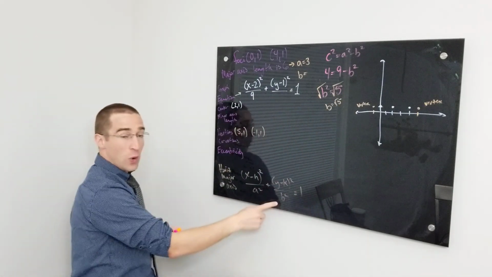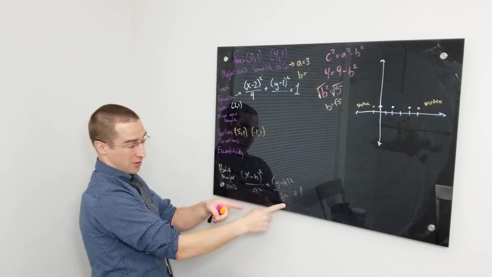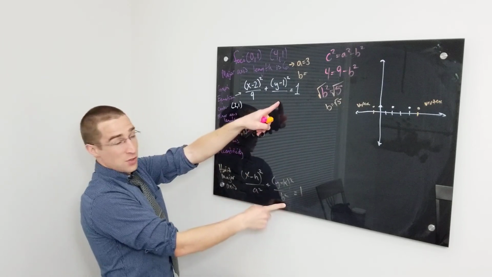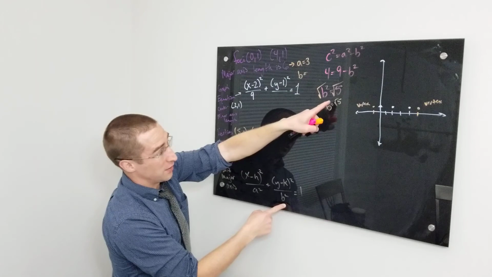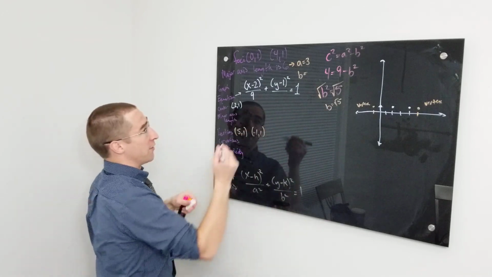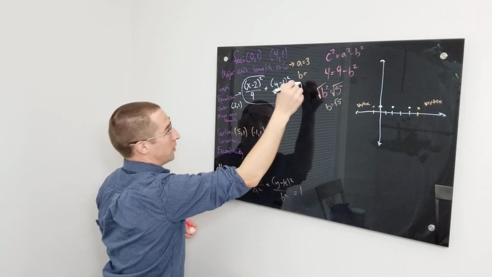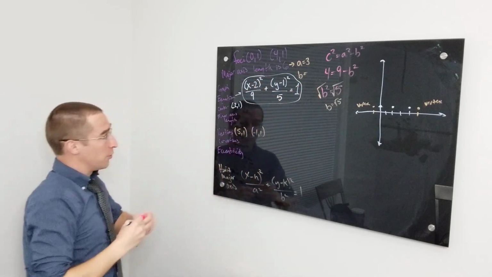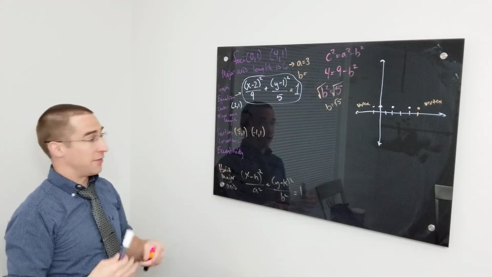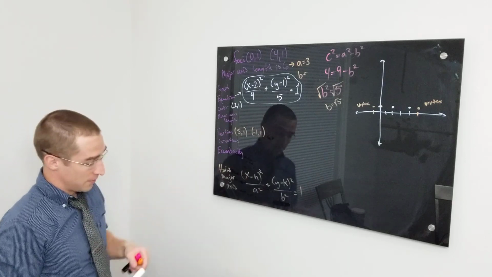Now, in the equation, we're just going to put b squared down here, right there. So the square root of 5 squared, or b squared, is just equal to 5. So just a 5 goes down here. Boom, we got our equation. Wonderful. Now what we need to do is finish our graph and then find the rest of this information.